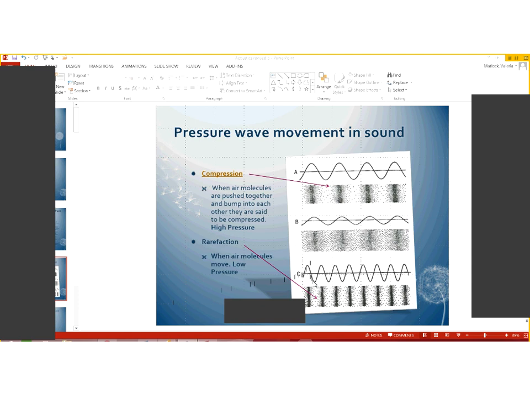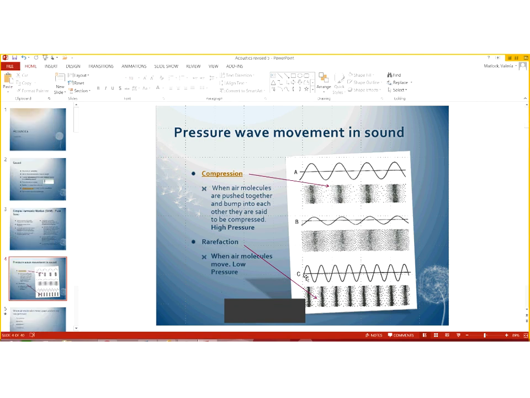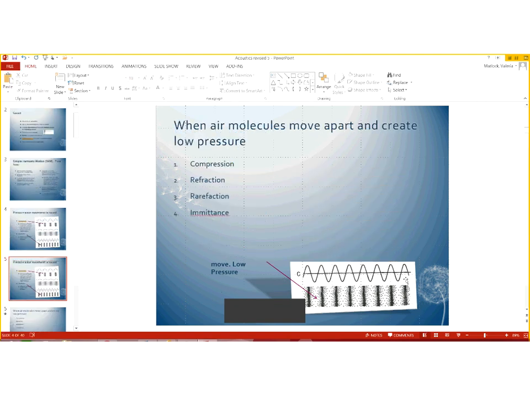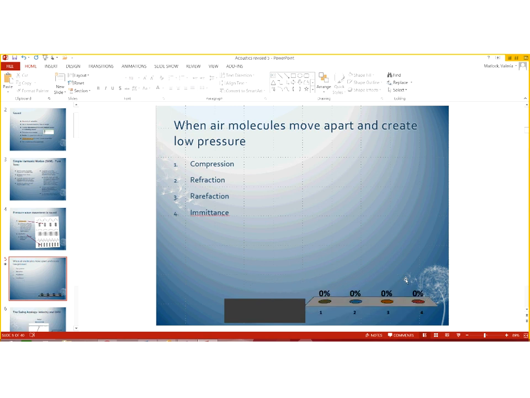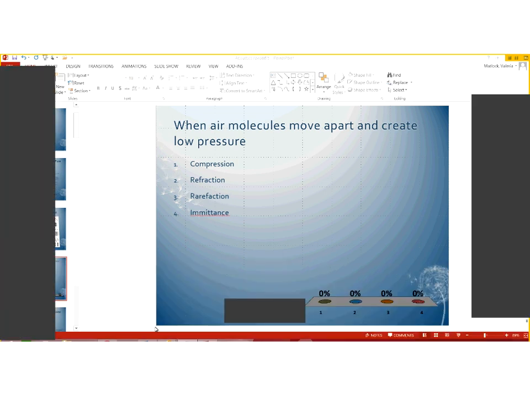Anyone else before we move on? Okay, so when air molecules move apart and create low pressure, then the cycle is said to be in a period of compression, refraction, rarefaction, or emittance. Anybody? Yes. Rarefaction. Okay, great.